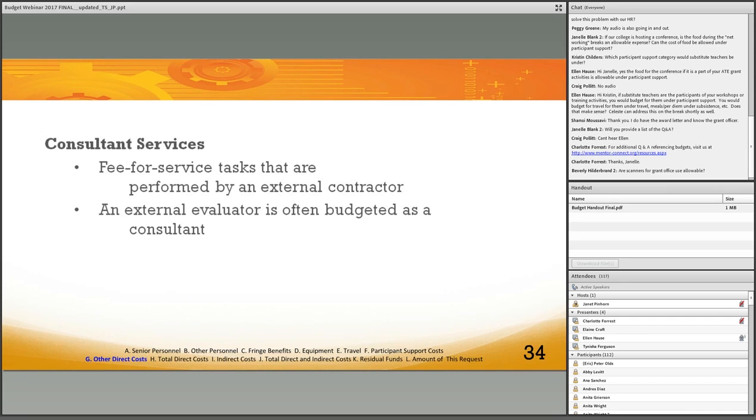Consultant services. So consultant services is where you would budget for people that are working on the project but are not part of the project staff. So this applies to those individuals that are paid a fee for service as external contractors.